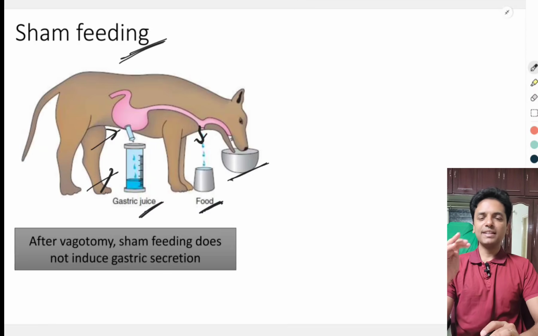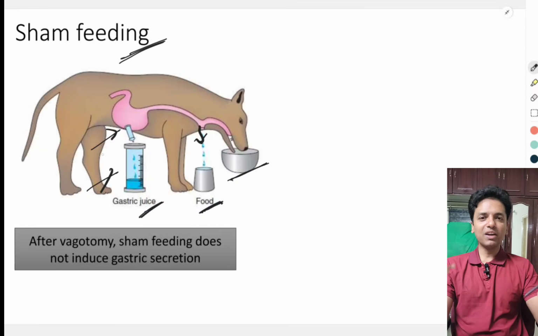Cephalic phase was the secretion of the gastric juice occurring without food entering into the stomach. So food is placed in the mouth or in the oral cavity, and there is gastric juice secretion. Now what I do is I repeat the same experiment, but after doing what is called a bilateral vagotomy, that is, I cut both the vagi.